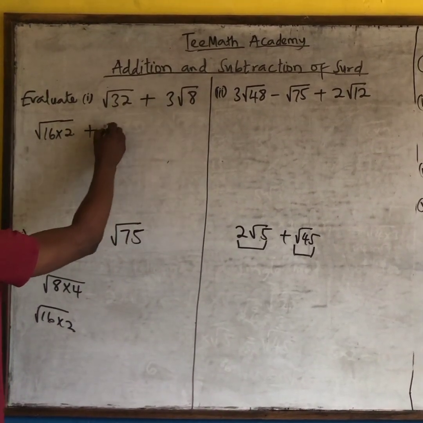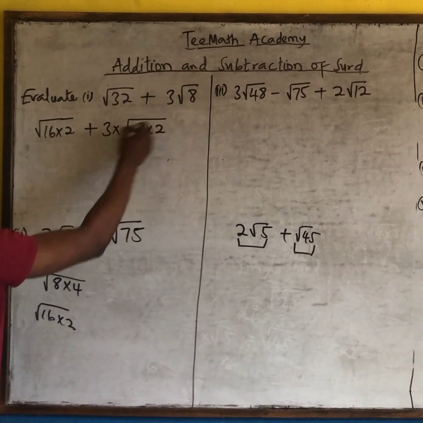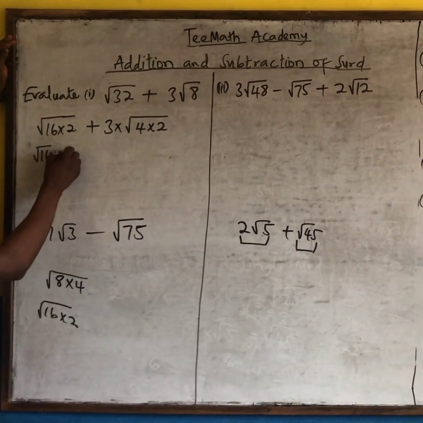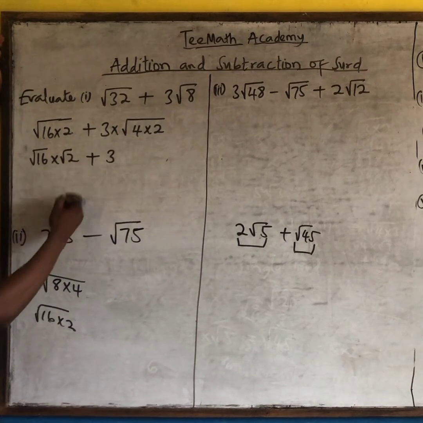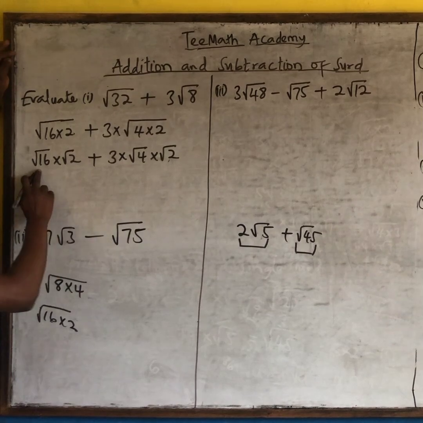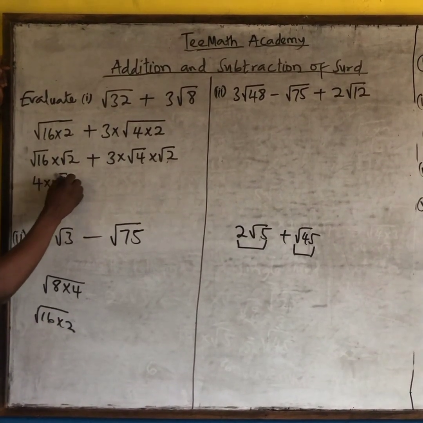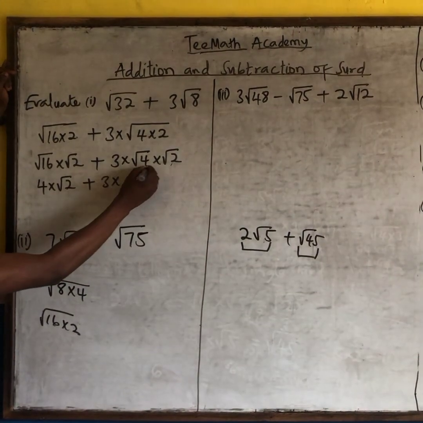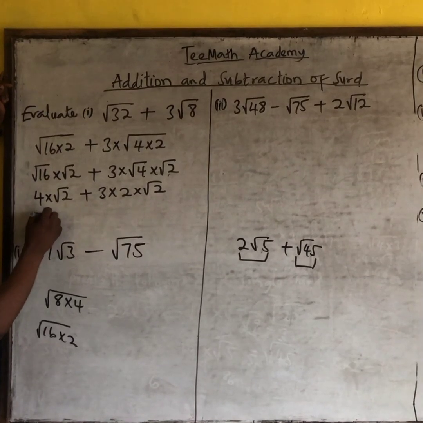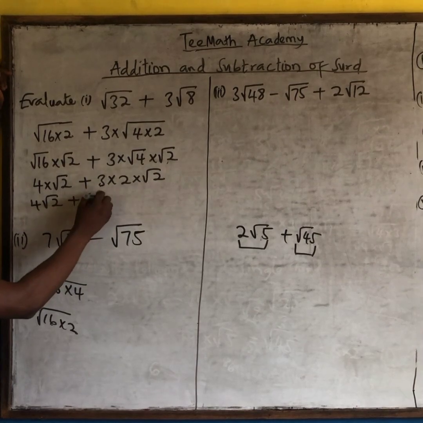Then plus 3 is outside, times root 8. I can break 8 down as 4 times 2. Then don't forget that the root will be shared to each of them here. That will be root 16 times root 2, plus 3, which does not have a root, is outside. Then you share the root here with 4 times root 2. Then root 16 is 4, times root 2, plus 3 times root 4 is 2 times root 2. So what is 4 times root 2? That is 4 root 2, plus 3 times 2 is 6 times root 2. That is 6 root 2.